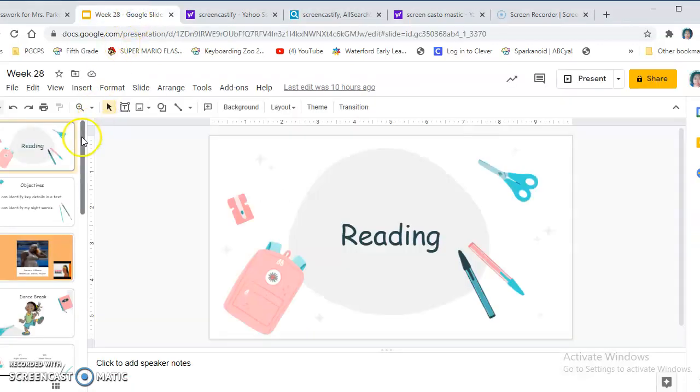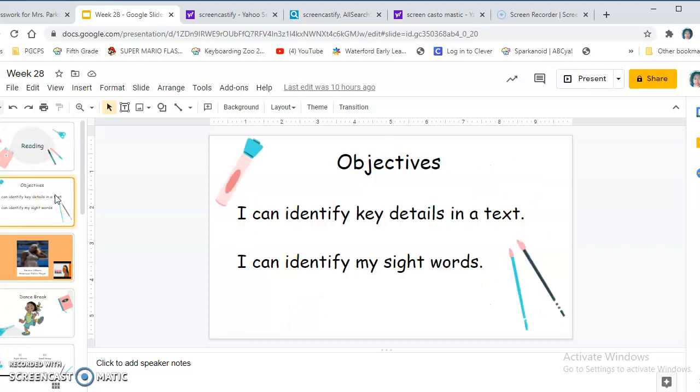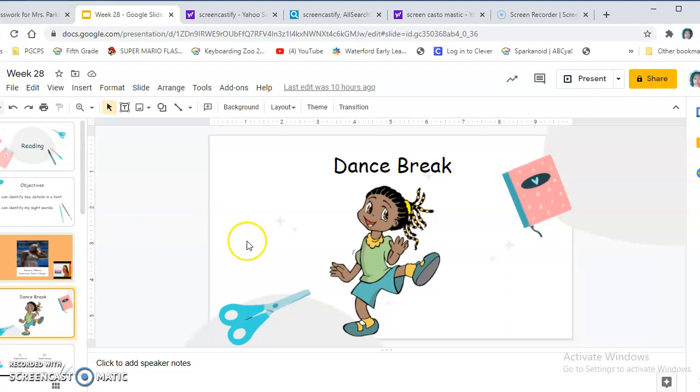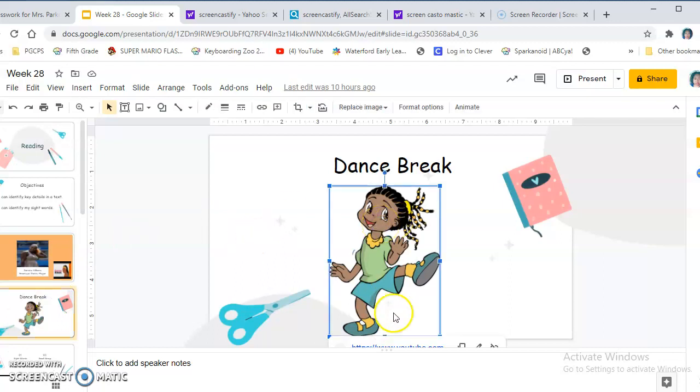Good morning, friends. Today we're going to be doing reading. Our objectives are: I can identify key details in the text. I can identify my sight words. Let's start off with a little dance break.